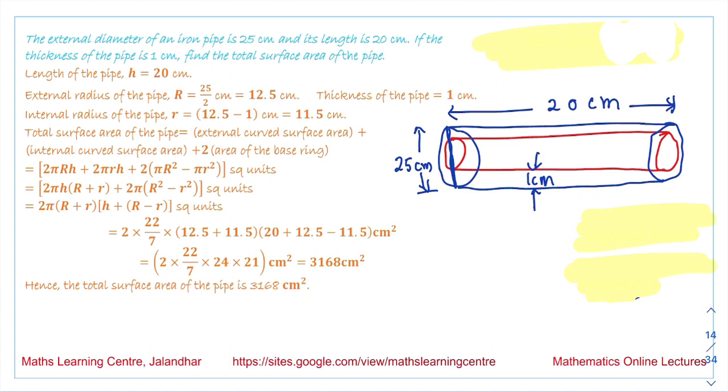So total surface area means, first, we are talking about this internal region. Second, we have to calculate the area of this outer region. Then the third thing we have to calculate is the area of this ring over here. We are talking about this ring over here. So this thing we have to calculate.